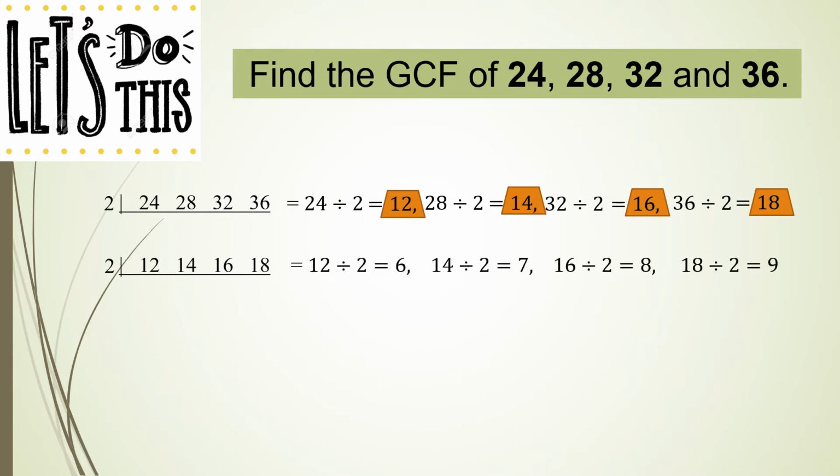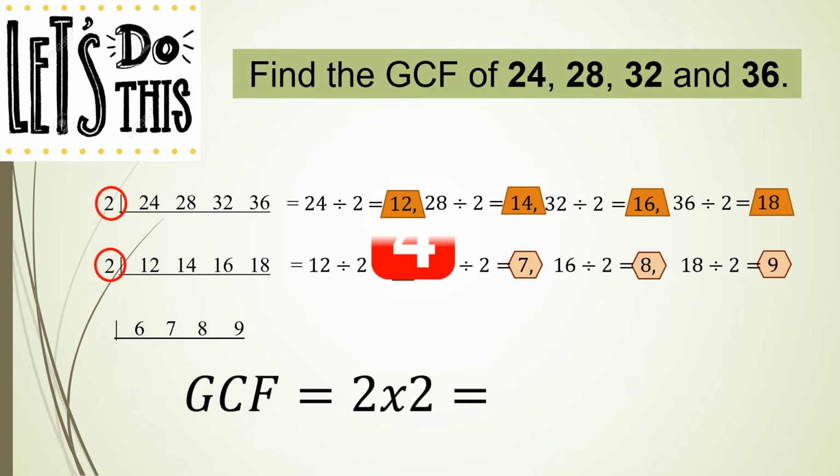So we use again the divisor of 2. And the quotients are 6, 7, 8, and 9. Write them down. So we do not have a common divisor now, so we multiply 2 by 2, and we have now 4. And 4 is the GCF of 24, 28, 32, and 36.